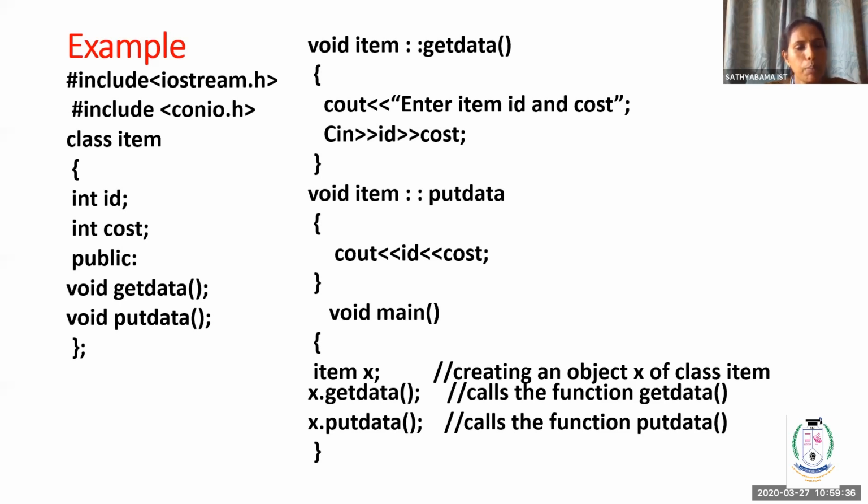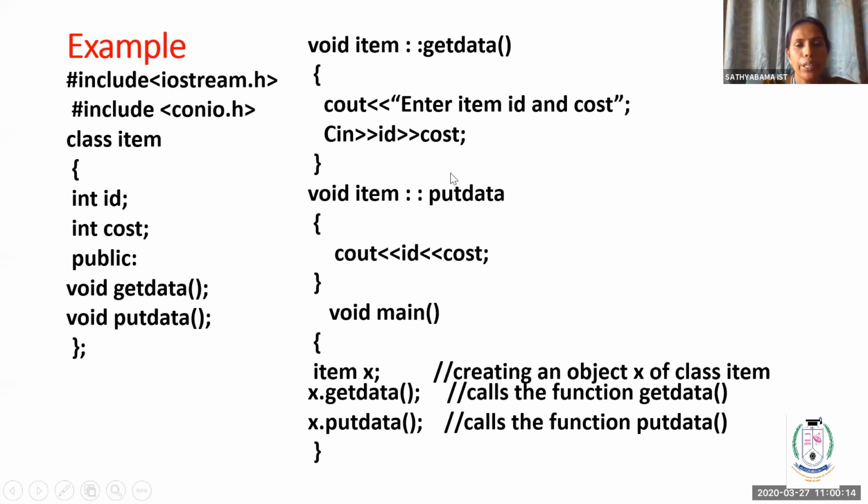Now coming to the public section, we have two member functions: getData and putData. They don't return any value, so the return type of these functions is void. So void getData as well as void putData are given. These two are called function declarations. Hope you already know the concept of functions in the C programming language. A function declaration must end with a semicolon. Now close the class with a semicolon.